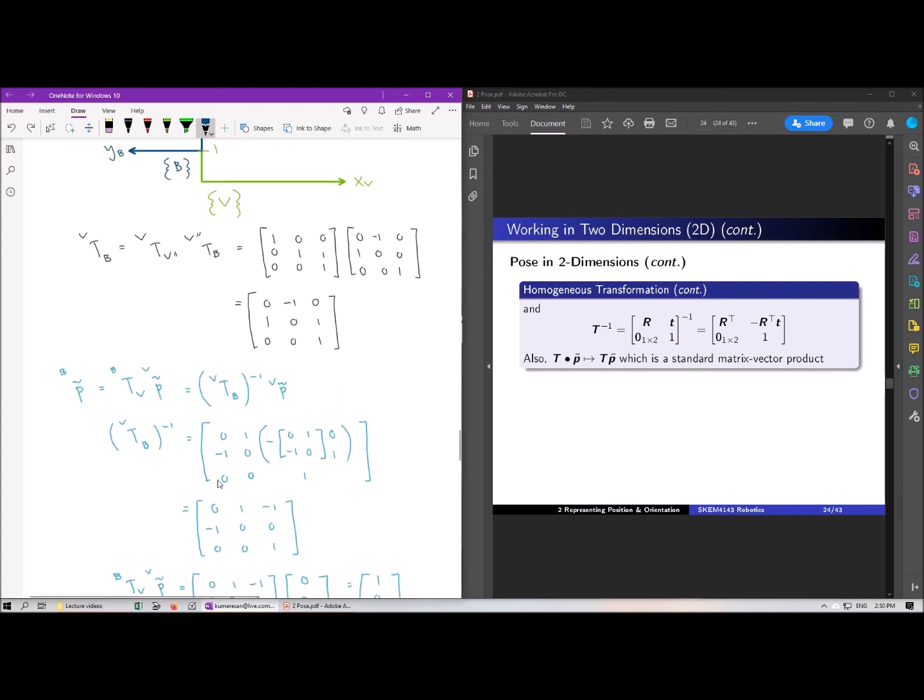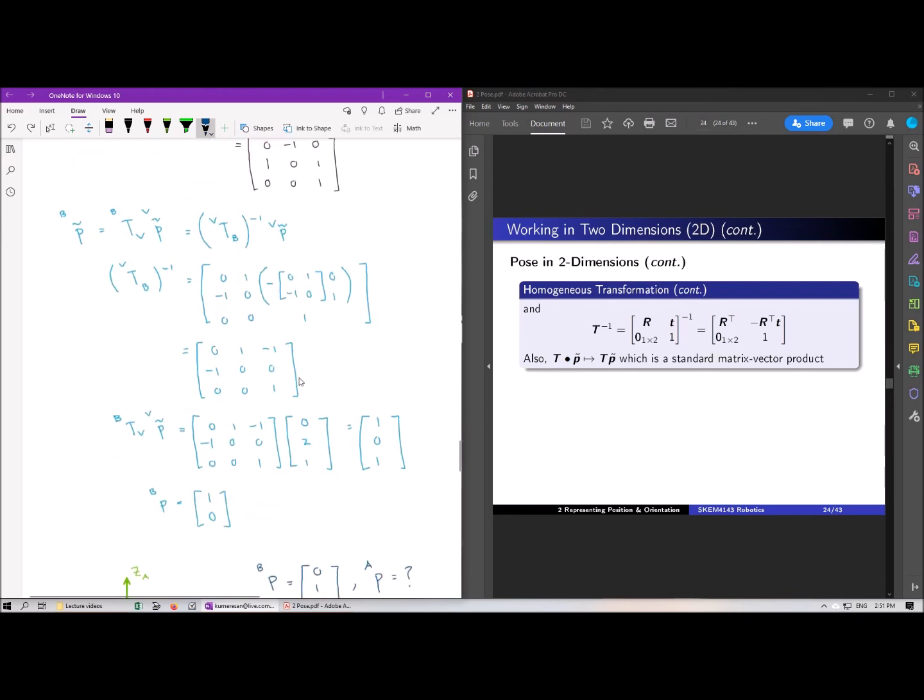So this 2 by 2, the last row is always 0, 0, 1. The 2 by 2 here is the transpose of the 2 by 2 here. So 0, 1 becomes 0, 1 here. Minus 1, 0 becomes minus 1, 0 here. And this part is minus R transpose multiply 0, 1. So we take this one, minus it, multiply 0, 1, we get minus 1, 0. So this is our homogeneous transformation TVB.